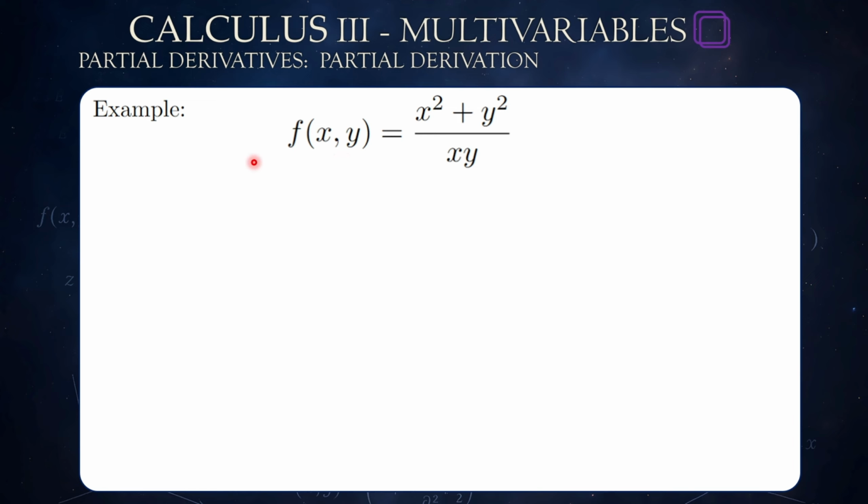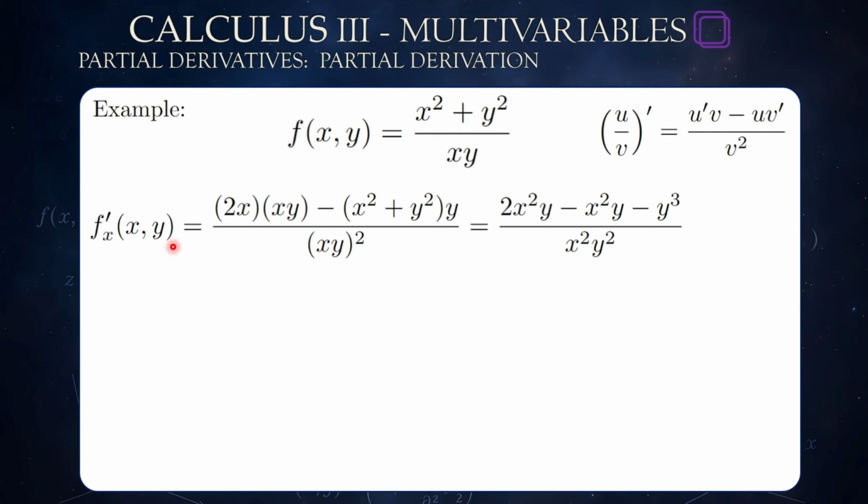Another example or exercise, the same thing. f(x,y) is equal to (x squared plus y squared) divided by xy. At first, there's a fundamental law of derivation for fractions, which is u over v, u being the numerator and v the denominator. The derivative of u divided by v is equal to (u'v minus uv') divided by v squared.